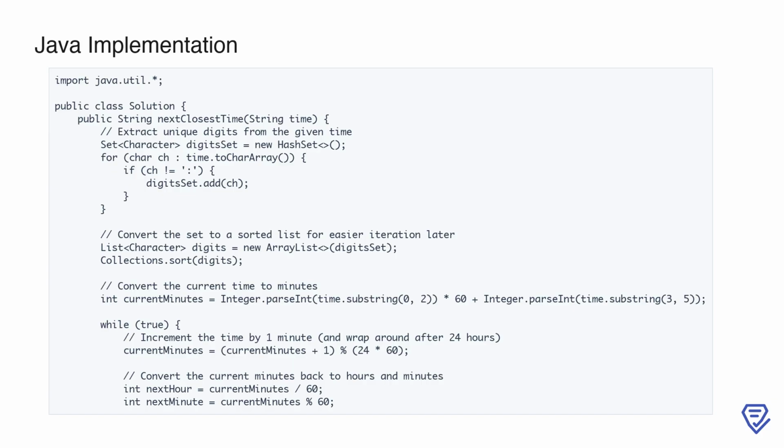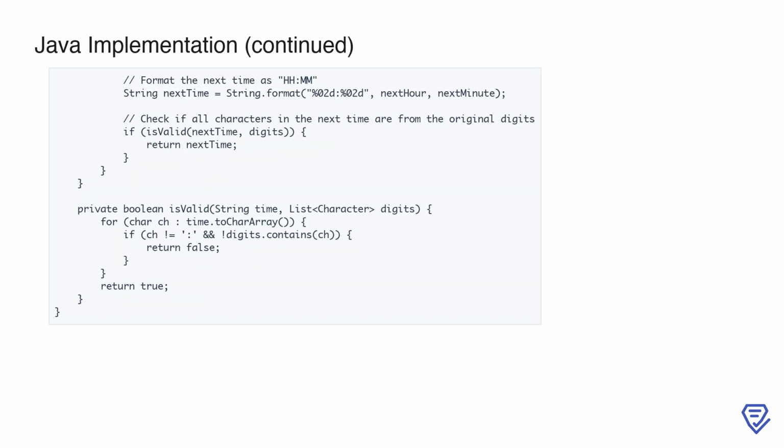Finally, we set up a loop where we'll increment the time 1 minute at a time, ensuring it wraps around after 24 hours. This prepares us for the next step, checking if the new time can be formed using only the original digits. Now, we format the incremented time back into the HH:MM format using the String.format method. This ensures the time string maintains its proper 2-digit format for both hours and minutes.